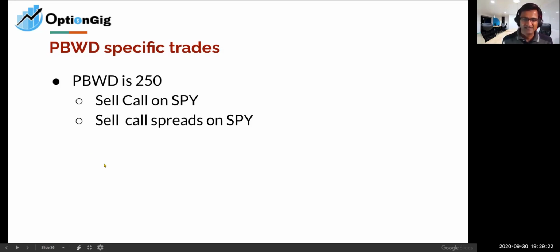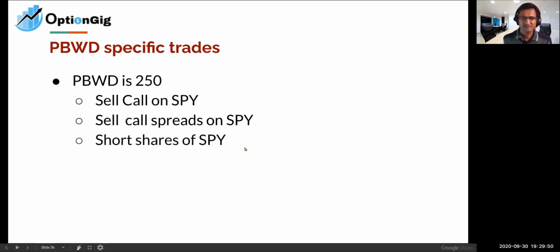At the individual level, I don't even care what's happening to my other positions, because right now I just want to reduce my PBWD and I can't find any other ticker to change in my portfolio. So I'll just go and pick up SPY. Or if your portfolio is too tech heavy, you may want to do it on QQQ.